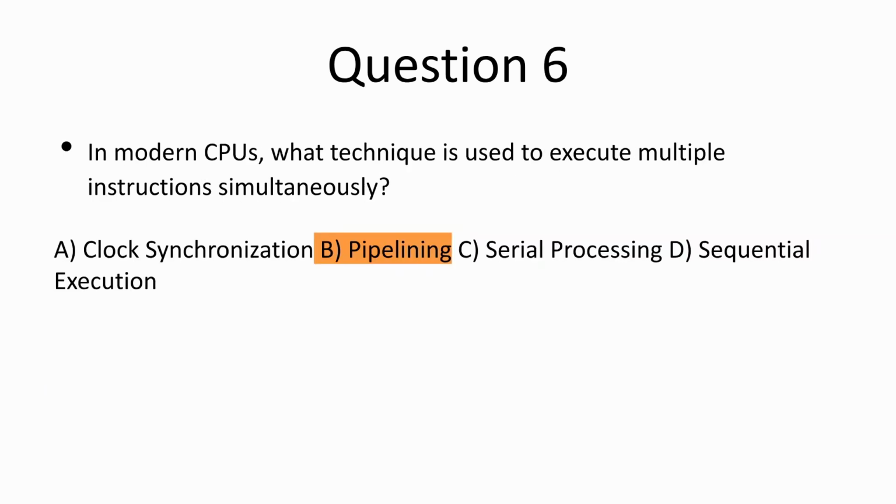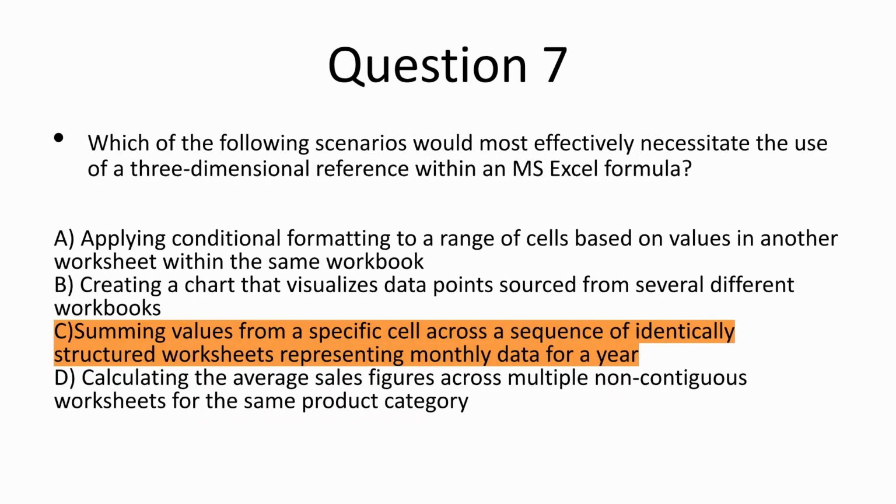Question 6. In modern CPUs, what technique is used to execute multiple instructions simultaneously? The correct answer is B. Pipelining. Question 7. Which scenario would most effectively necessitate a three-dimensional reference in MS Excel? C. Summing values from a specific cell across identically structured worksheets representing monthly data for a year.